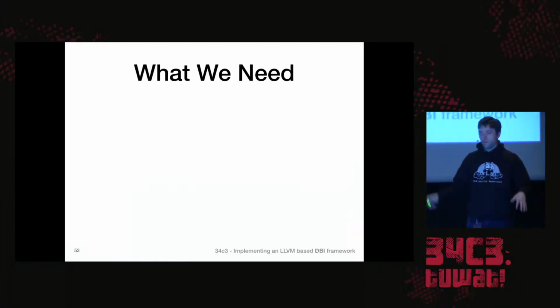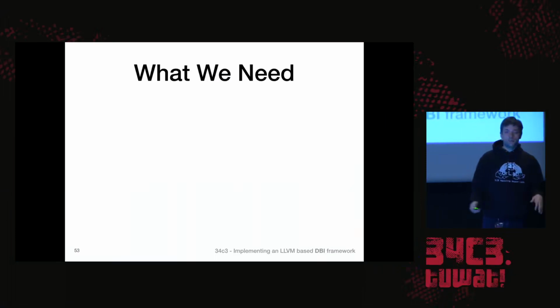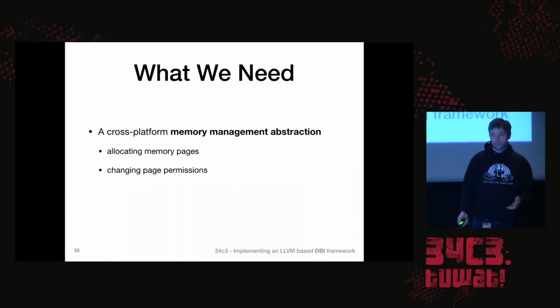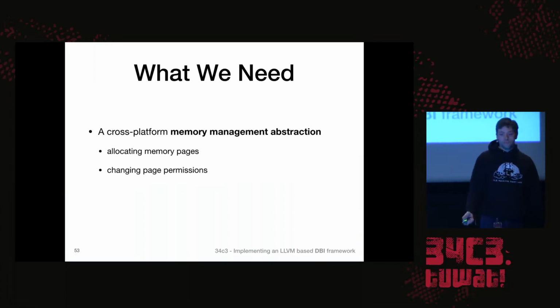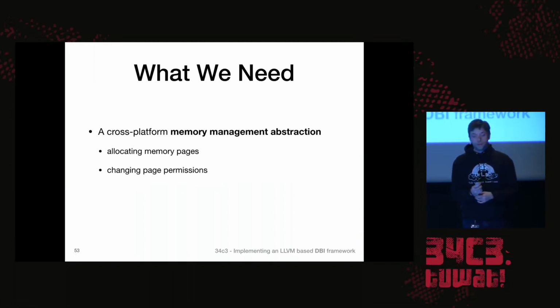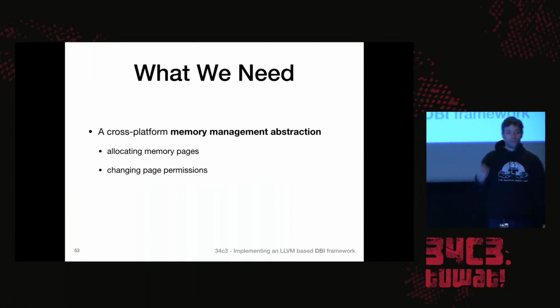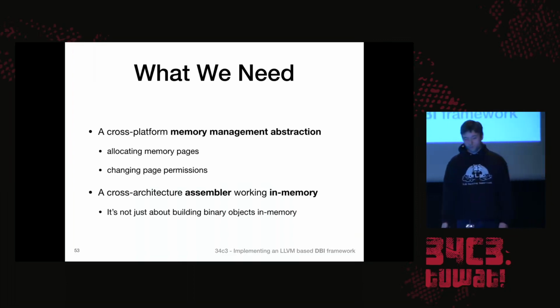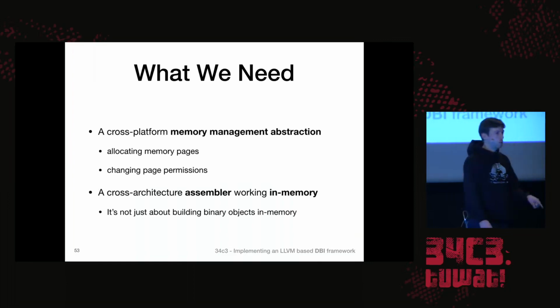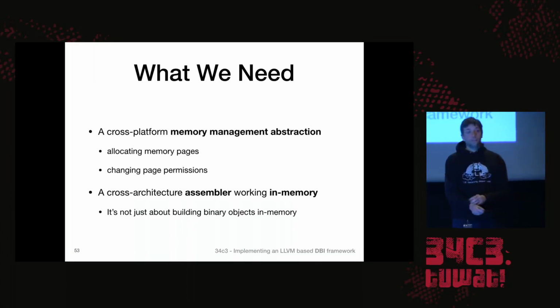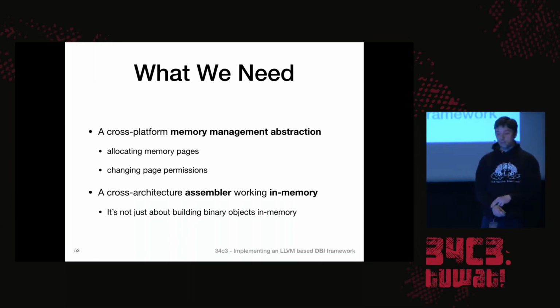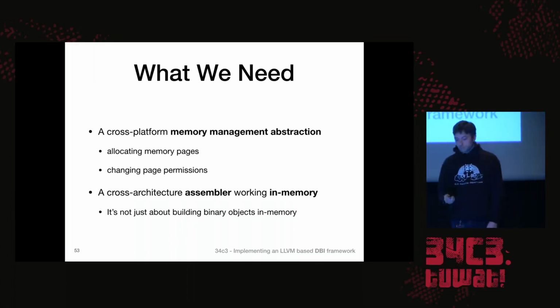To realize all of that, it's not easy in a multi-architecture context, because we need a cross-platform MMU, memory management unit. We need an abstraction of that, because we want to allocate memory pages and change those page permissions. And also, we want a cross-architecture assembler that works in memory. We don't want to create a binary on the disk. And it's not that simple. A lot of assemblers simply assume that they are going to create sections and a binary object and things like that. But this is not the case.